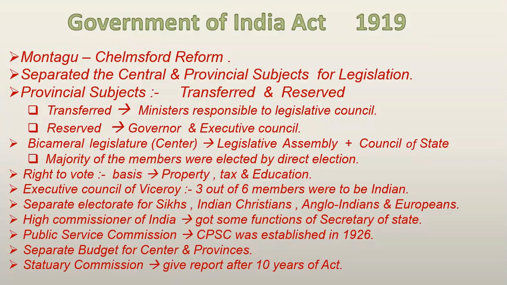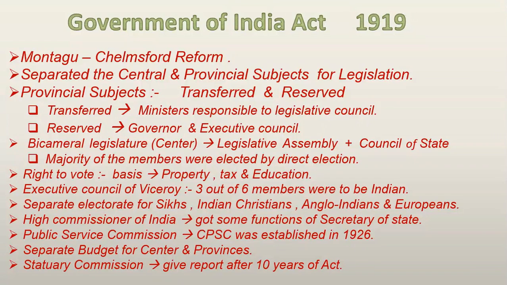Why? Because who had the authority of agriculture? Definitely ministers had the authority of agriculture, but agriculture was dependent on irrigation and irrigation was in the hands of the governor and executive council. So it was a complete conspiracy of Britishers to show that these Indian people don't have the capability of administration. They are not good administrators.